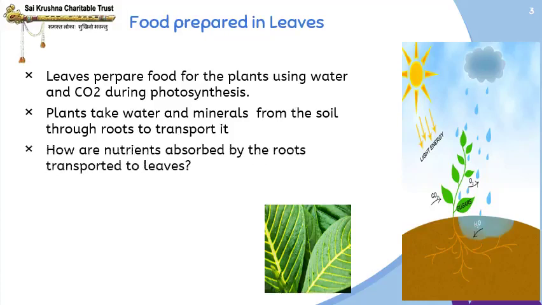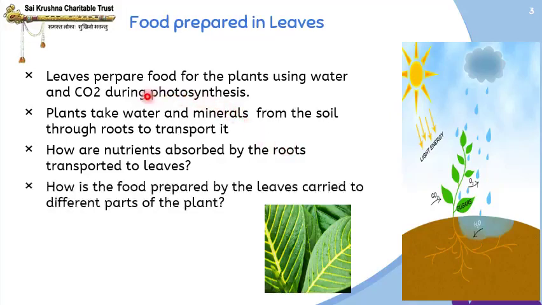Now we should know how the nutrients absorbed by the roots are transported to the leaves. So we'll be learning in this chapter how the nutrients get absorbed from the roots and go up to the leaves where the food is getting prepared. And the next thing we'll also learn is how the food prepared by leaves is carried to different parts of the plant. So there are two things.